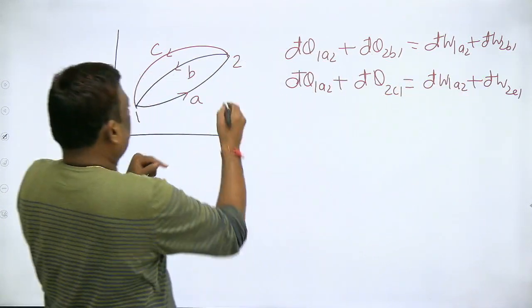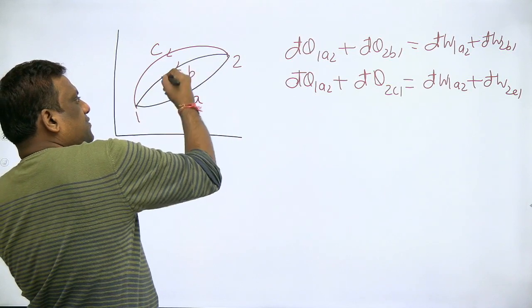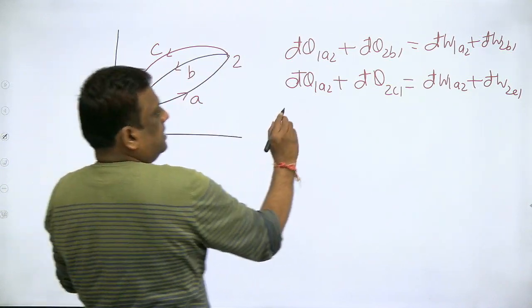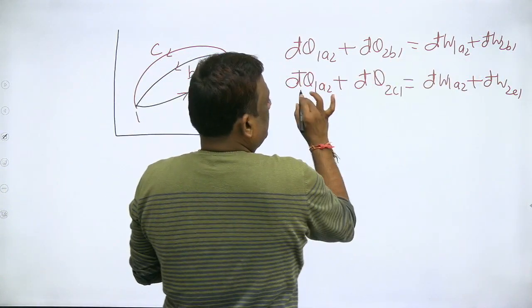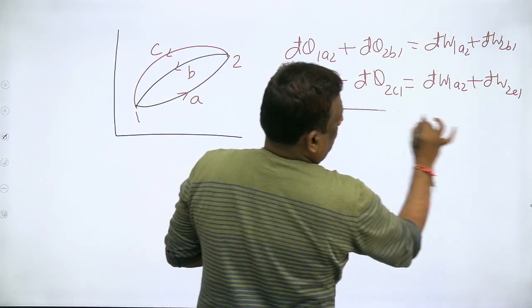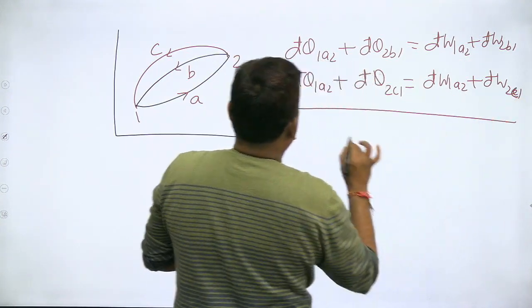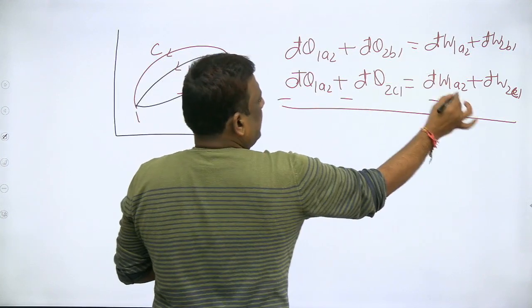I wrote the first law of thermodynamics equation for this: sigma q is equal to sigma w. Okay, no problem. It is 2c1. So if I subtract all these, I had explained already.